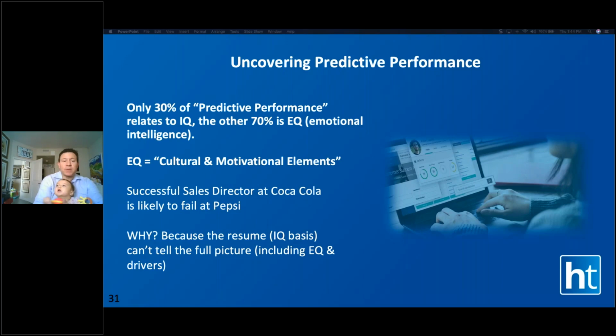So, uncovering predictive performance. It's been proven by research that only 30% of predictive performance for any role at any level relates to IQ. The other 70% is EQ, or emotional intelligence.